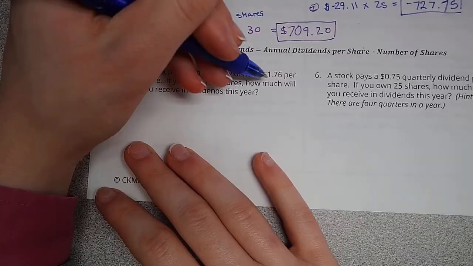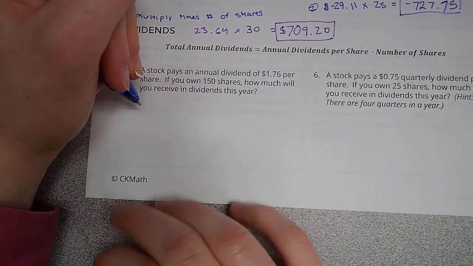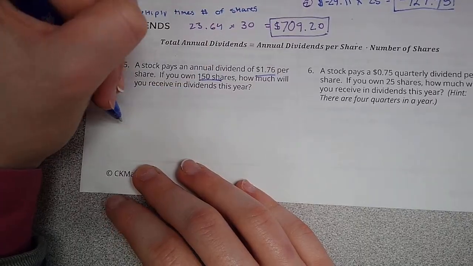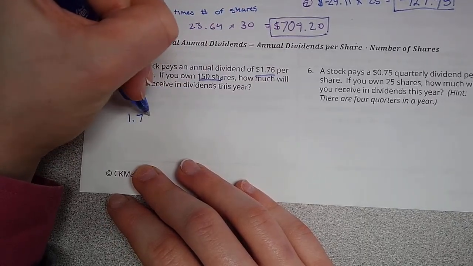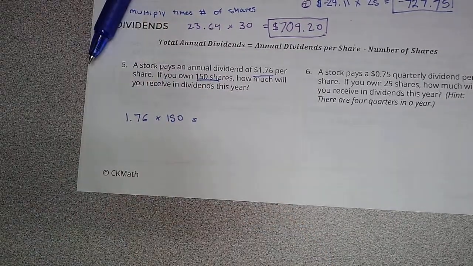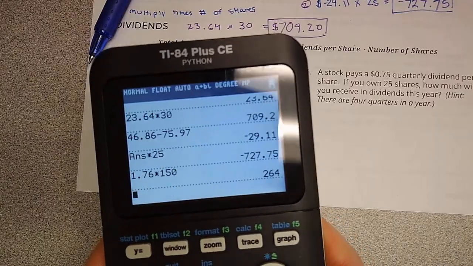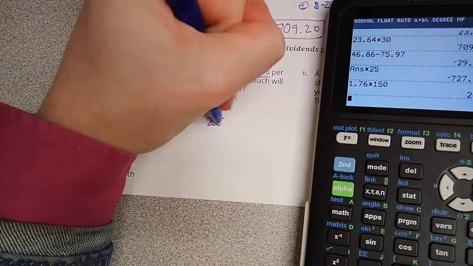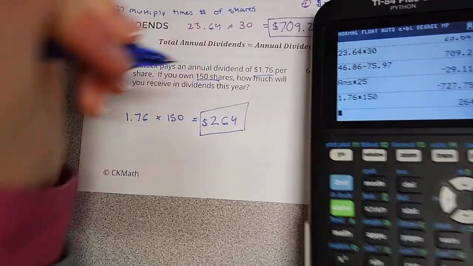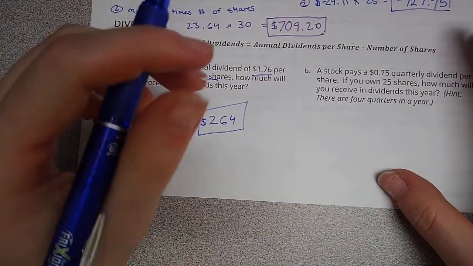A stock pays an annual dividend of $1.76 per share. If you own 150 shares, how much do you receive? So we're going to multiply the annual dividend times the number of shares. So the annual dividend, 1.76 times 150, to find out how much you received. And we have $264. That's nice. Cool. You don't really have to do anything. That money's just free, so it's nice.